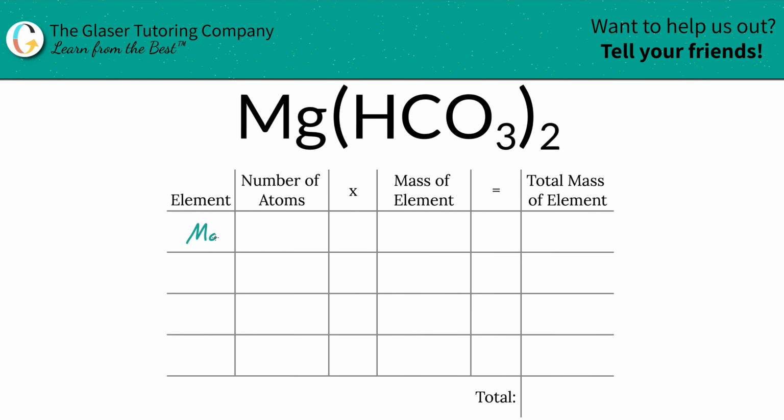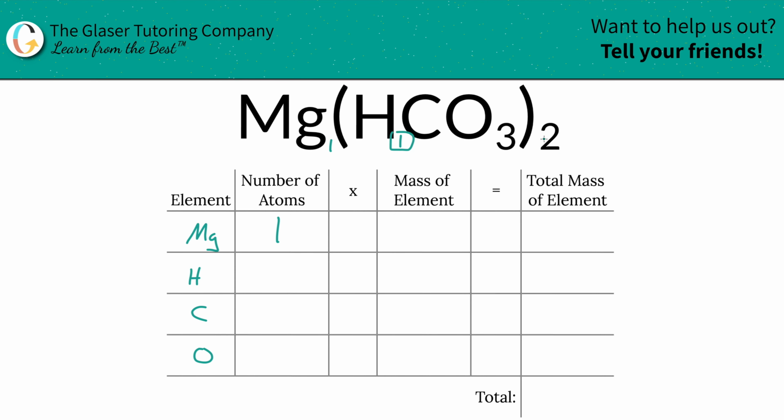So the first thing I'm going to do is write down the elements I see in the compound. So we have magnesium, hydrogen, carbon, and oxygen. Then we're going to identify the number of atoms of each, and that's where the subscripts come into play. If there's not a subscript at the bottom of the element, write in a 1. So there's one magnesium. Now there's also one hydrogen, but be careful, hydrogen is tied up inside of this hydrogen carbonate polyatomic anion, and you have 2 of them. So therefore you'd have 2 hydrogen.